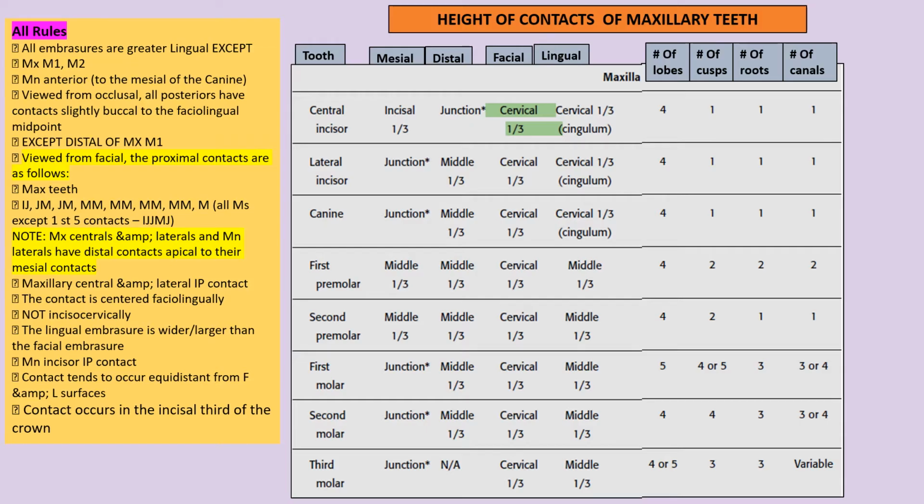Also, you should know the number of lobes, number of canals, and number of cusps. Although the dimensions, like 13 mm, 10.5 mm, how much the crown length is, how much the root length is, these are not that important. If you want, you can just skip them. You can see more points about the height of contact of maxillary teeth on the left side.